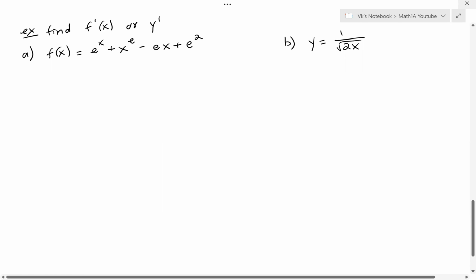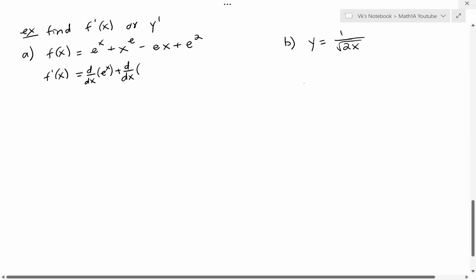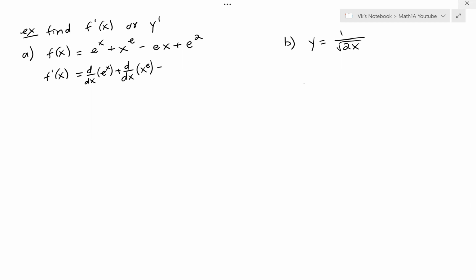Example: find y prime or f prime of x. We have a function f of x equal to e to the x plus x to the e minus ex plus e squared. So f prime of x is going to be the derivative of each term: the derivative of e to the x, plus the derivative of x to the e, minus, well, e is a constant multiple, so e times the derivative of x, plus the derivative of e squared.